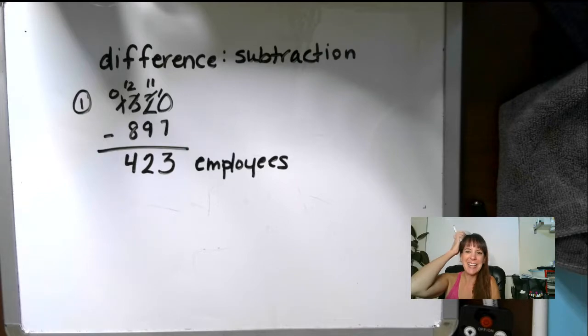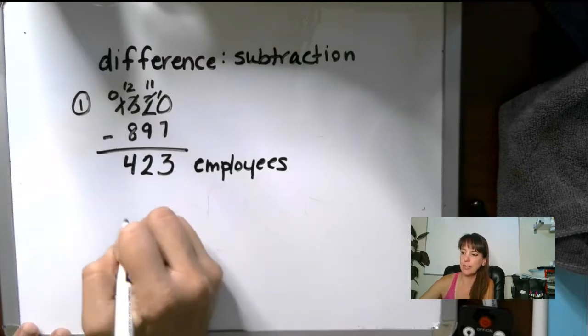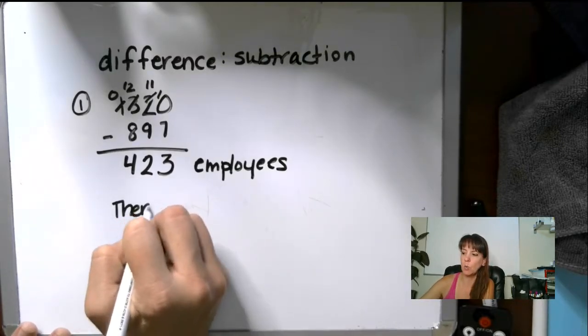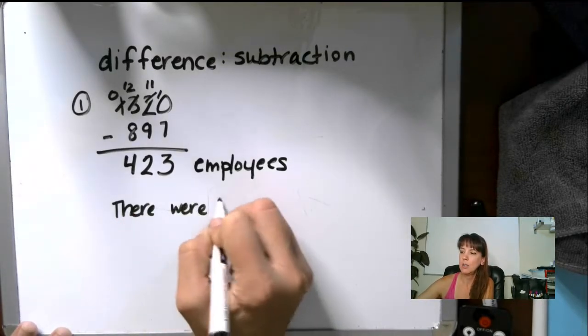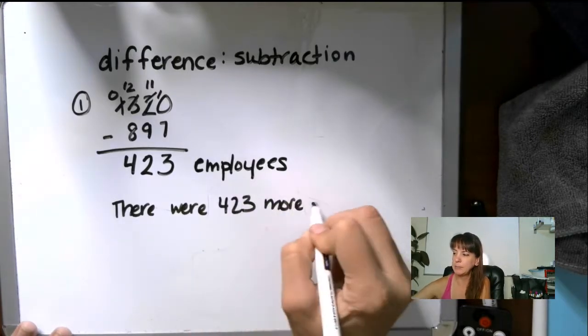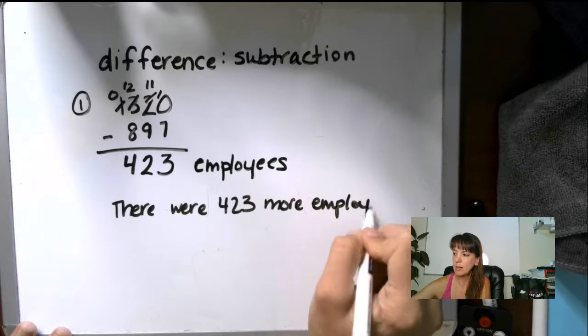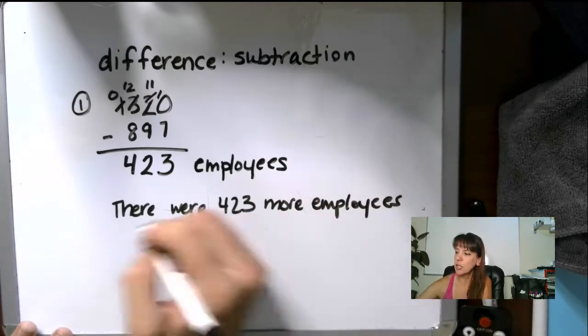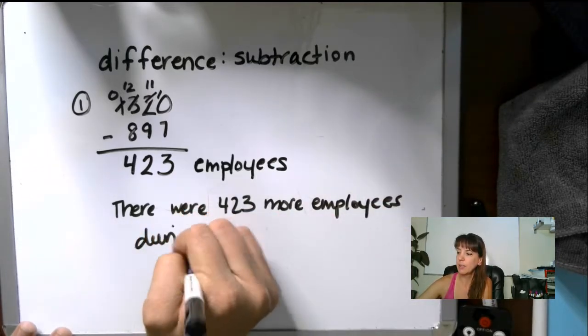423 employees. In the last lesson, I said, hey, write a sentence for all your word problems. So in this case, you should write, there were 423 more employees during the day.